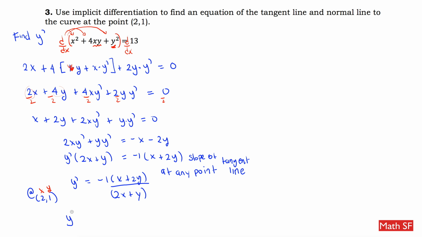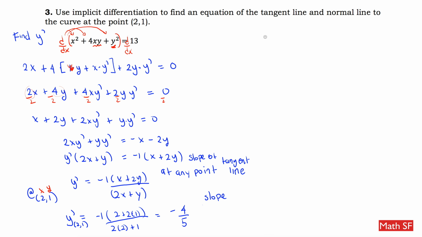Let's find our slope there. y prime is going to be what? So I'm going to put y prime at (2, 1). We're going to get negative 1 times 2 plus 2 times 1, over 2 times 2 plus 1. So what we're going to have here is negative 4 over 5. So this is going to be the slope of the tangent line at the given point (2, 1).